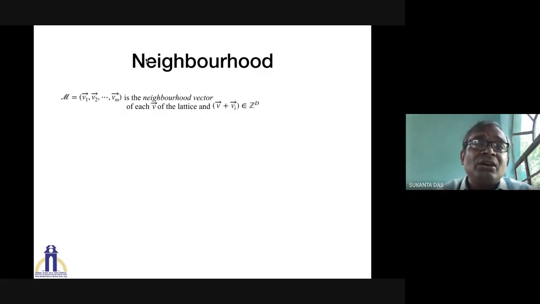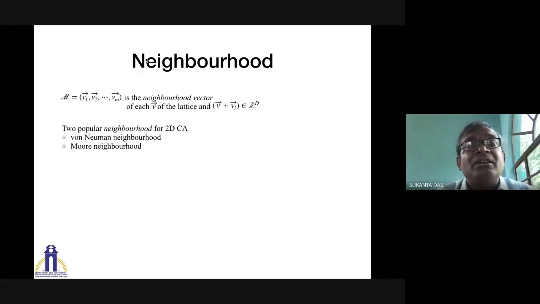In general, we can associate any number of nearby cells of any pattern. But there are two popular neighborhood conditions for the 2DCA. One is the von Neumann neighborhood, and another is the Moore neighborhood. So we now discuss these two neighborhood structures.